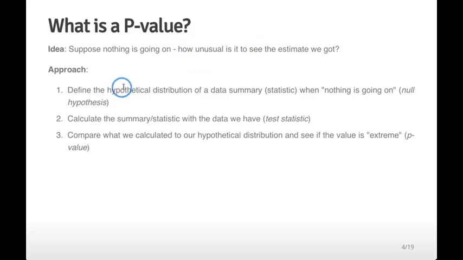So we can define the approach to doing a p-value calculation in 3 steps. First, we have to define a hypothetical distribution for the data summary statistic when nothing is going on. We call this the null hypothesis and the null distribution, the null hypothesis being the hypothesis that nothing is going on and the distribution corresponding to that hypothesis. Then we calculate the summary statistic with the data that we have, and we get what's called a test statistic. Then we compare what we calculated to our hypothetical distribution and see if the value is extreme or surprising. And so we do that, we actually calculate the p-value itself.